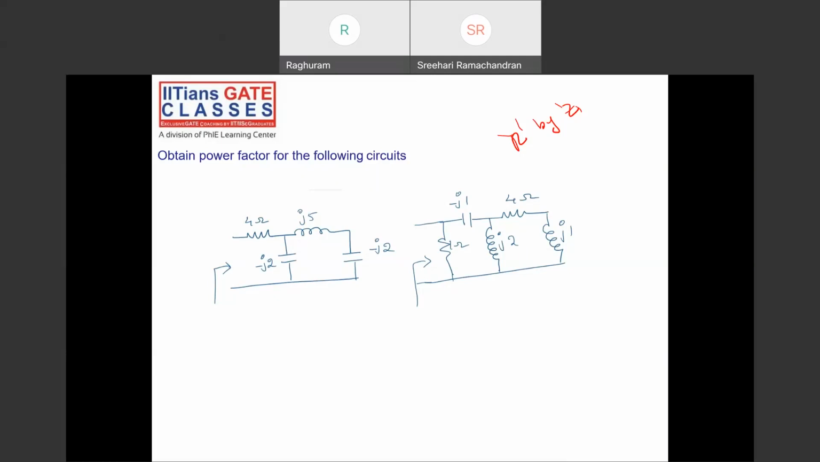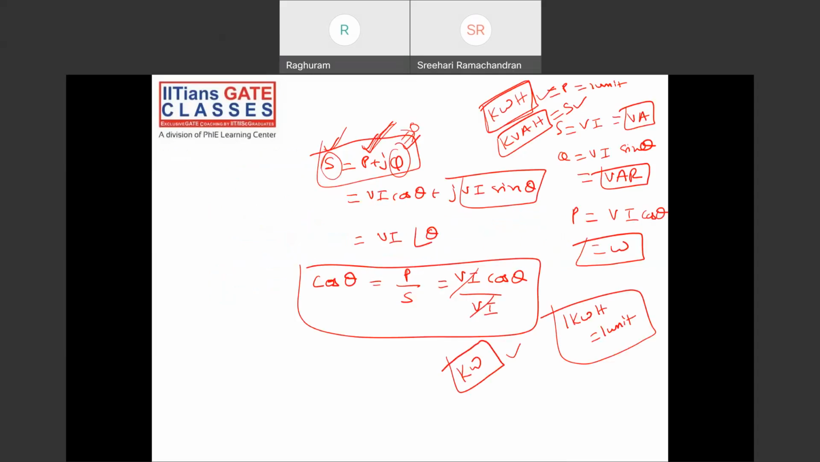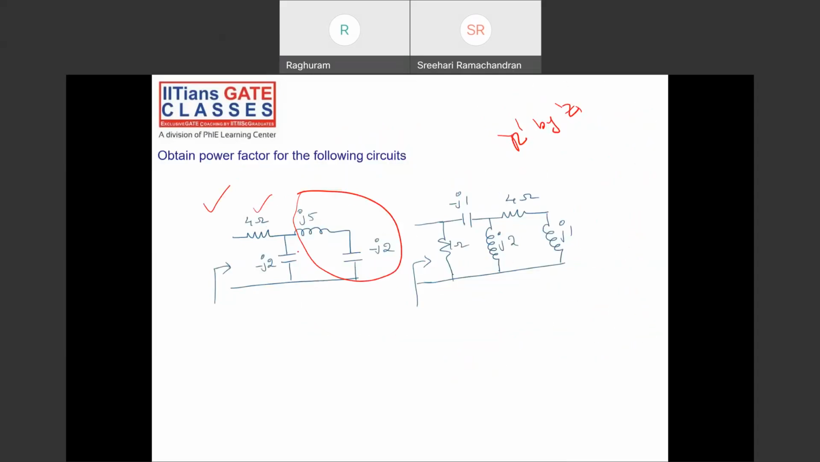But I'll give you an example first. Let me do this one. J5 and minus J2 are in series, right? Directly you can add or subtract these terms, but 4 is a real term. Real and imaginary terms cannot be added directly. So this will be 4. This is minus J2. So J5 minus J2 is obviously an inductor value, J3.